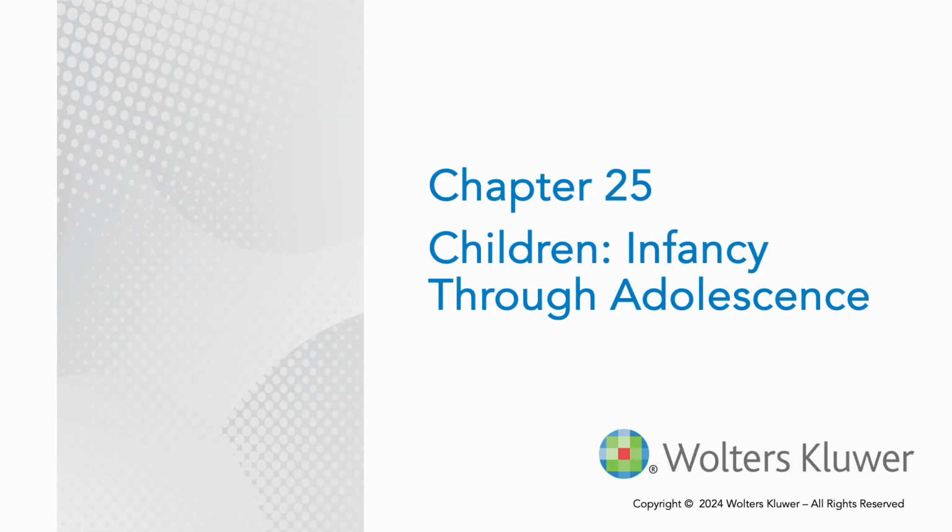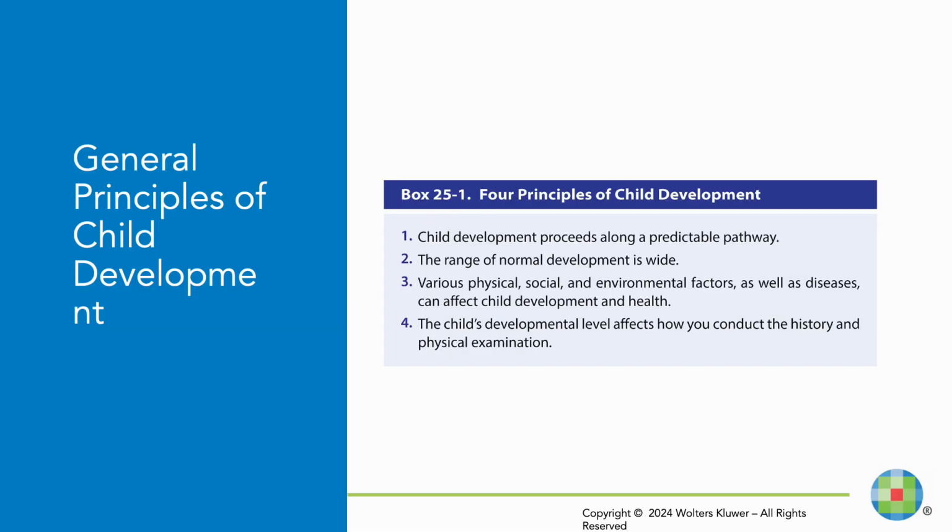So let's talk initially about infancy through adolescence. Whenever you think about the principles of childhood development, it should proceed along a very predictable pathway. There are milestones that children should reach. Walking by approximately 1 year of age is a great example of a milestone. There's a range of normal development.